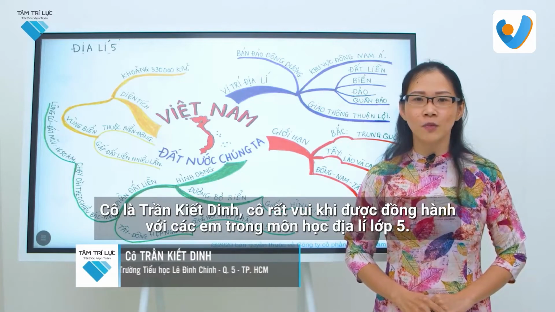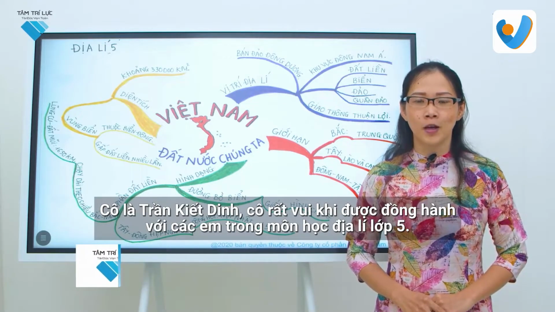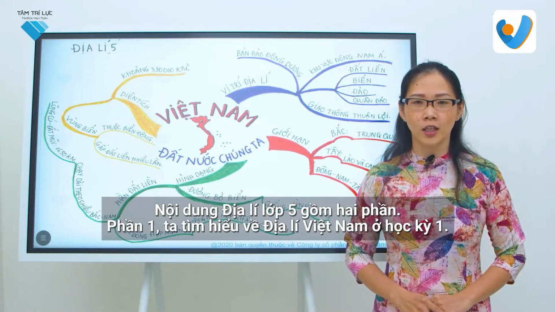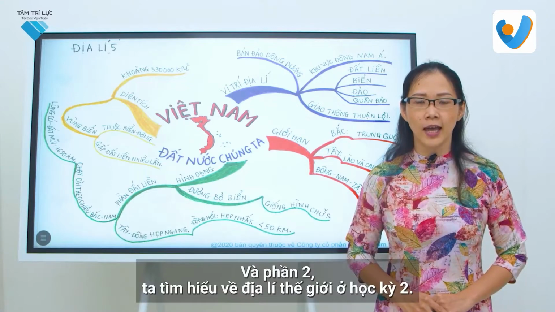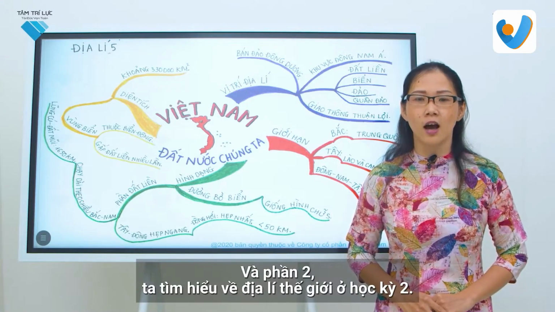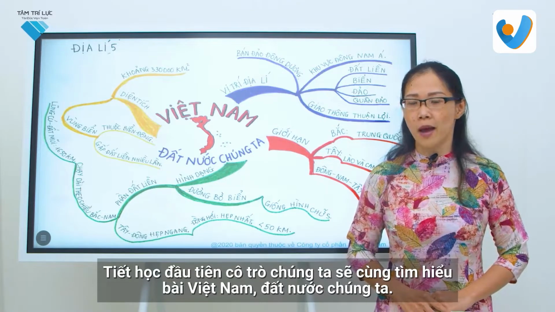My name is Yin. I'm very happy to be with you in this geography lesson of grade 5. The content of Geography Grade 5 consists of 2 parts. Part 1, we'll learn about Vietnam geography in the first semester. Part 2, we'll learn about world geography in the second semester. In the first lesson, we'll learn about Vietnam, our country.